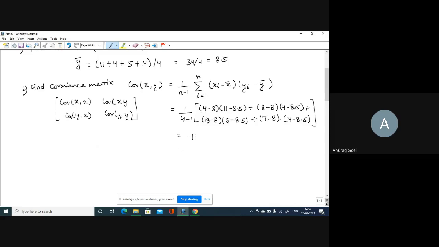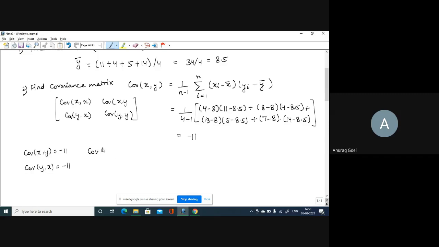So if covariance of x comma y is minus 11, covariance of y comma x would also be minus 11, because here you can see just this bracket gets swapped. The product remains the same, so both these values are symmetric.